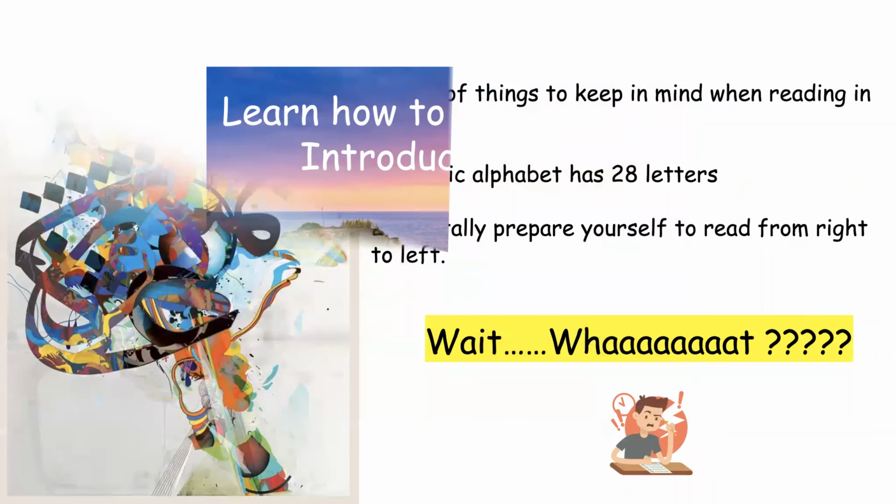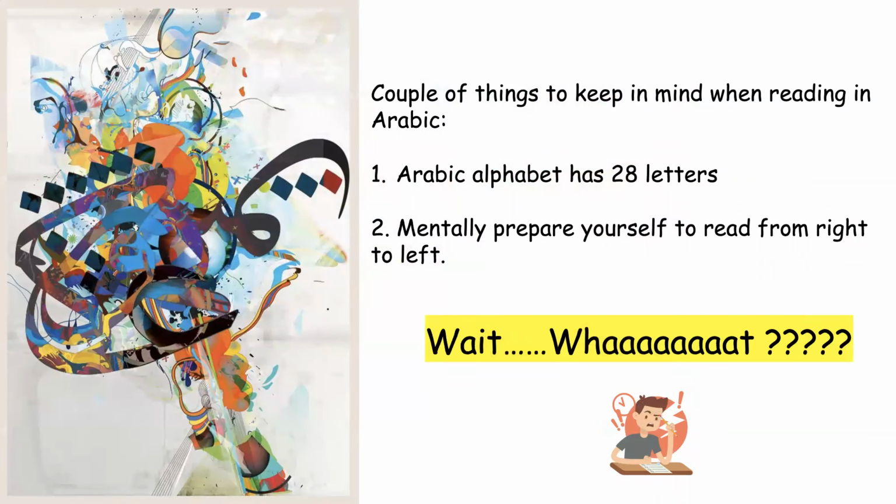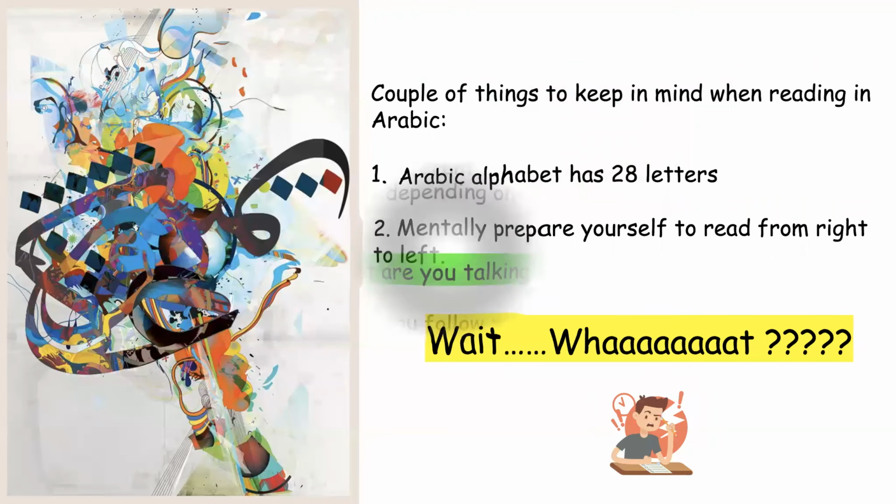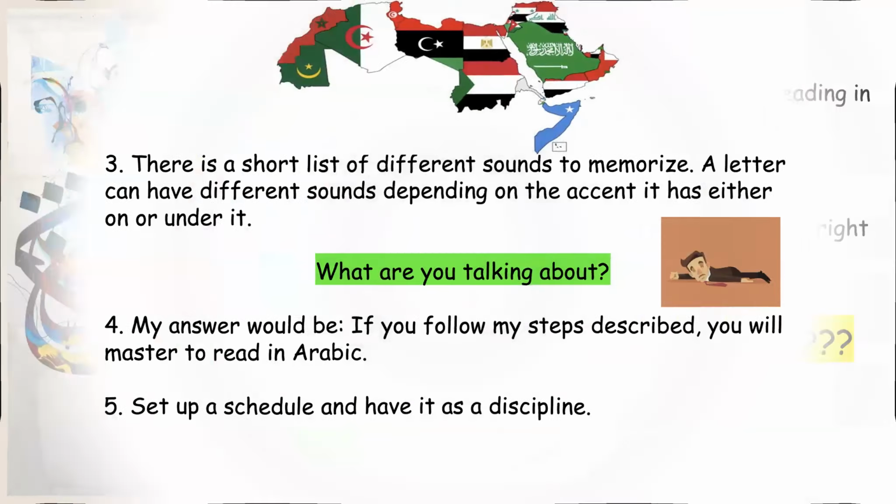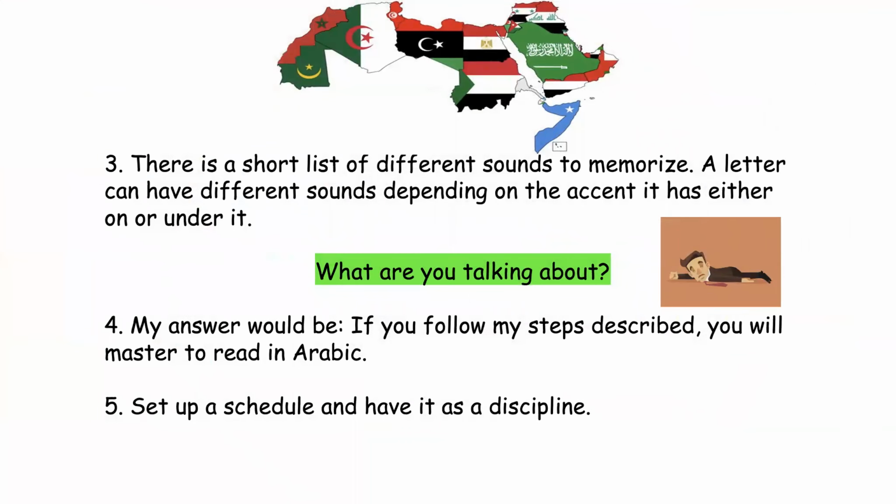A couple of things to keep in mind when reading in Arabic. First, the Arabic alphabet has 28 letters. Second, mentally prepare yourself to read from right to left. Wait a second, what? Yes, prepare yourself to read from right to left. Third, there is a short list of different sounds to memorize.